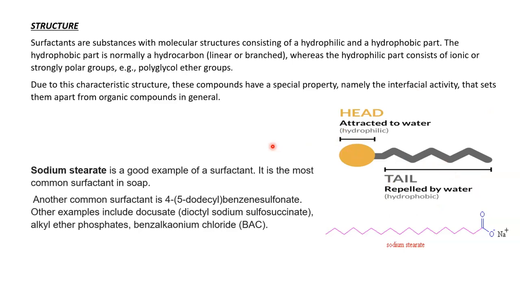Now, the hydrophobic part is normally a hydrocarbon that can be linear or branched, whereas the hydrophilic part consists of ionic or strongly polar groups, for example polyglycol ether groups. So due to this characteristic structure, these compounds have a special property, namely the interfacial activity, that sets them apart from organic compounds in general.